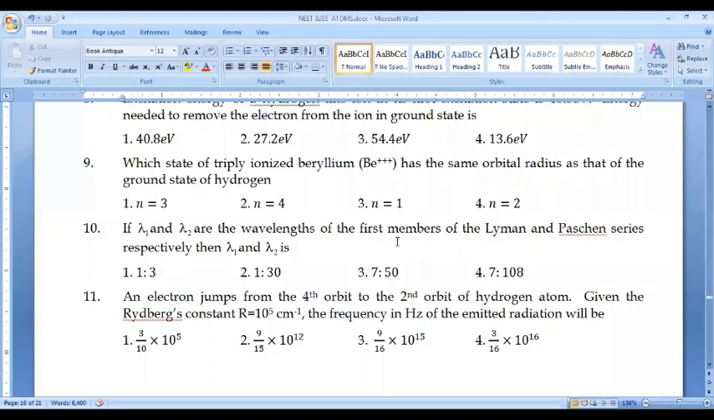Question number 9. Which state of triply ionized beryllium, so it also contains only one electron, has the same orbital radius as that of the ground state of hydrogen?